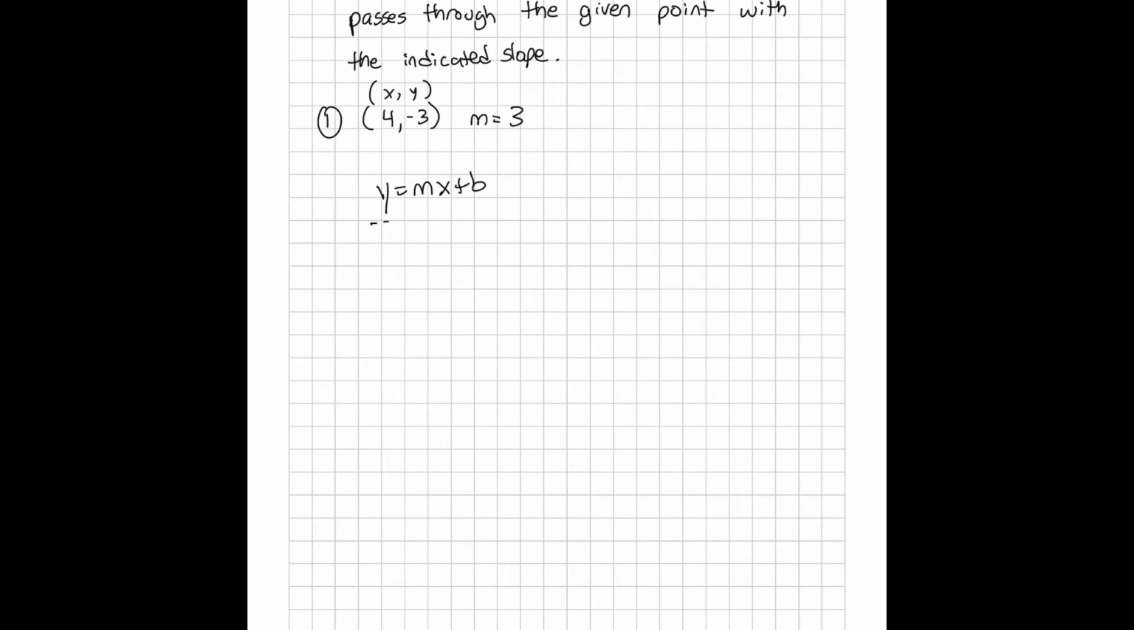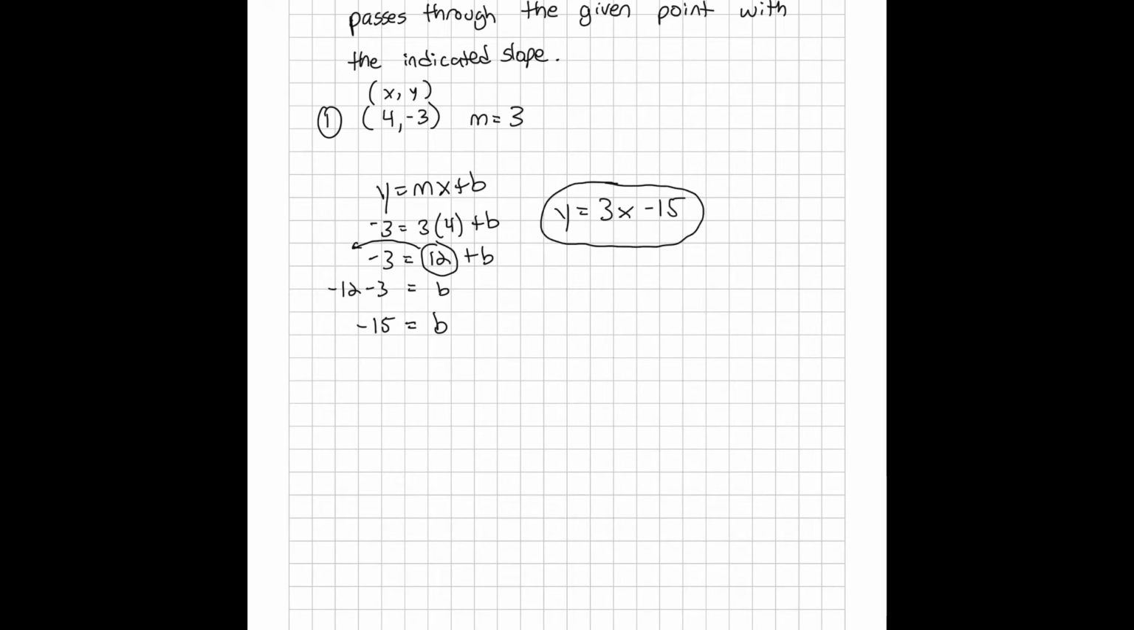So you have y equals -3, you have m equals 3, and you have x equals 4 plus b. So we can solve this for b. -3 equals 12 plus b. And then we'll get b by itself, so let's throw this 12. So this will be -12 minus 3 equals b. And combining -12 and -3, we get -15. b is my y-intercept. And so my equation is y equals 3x minus 15. That's one way to do this.